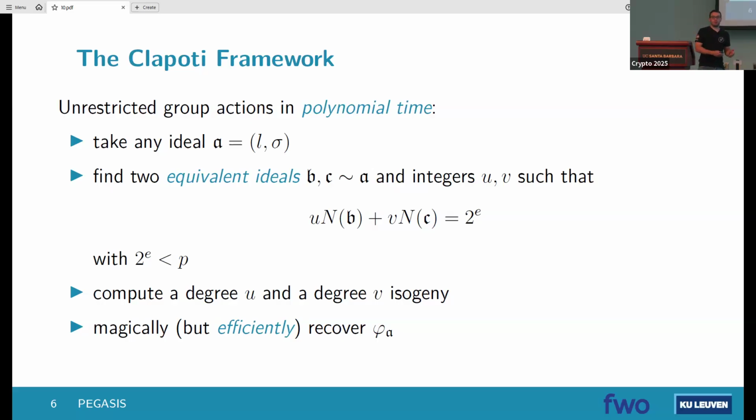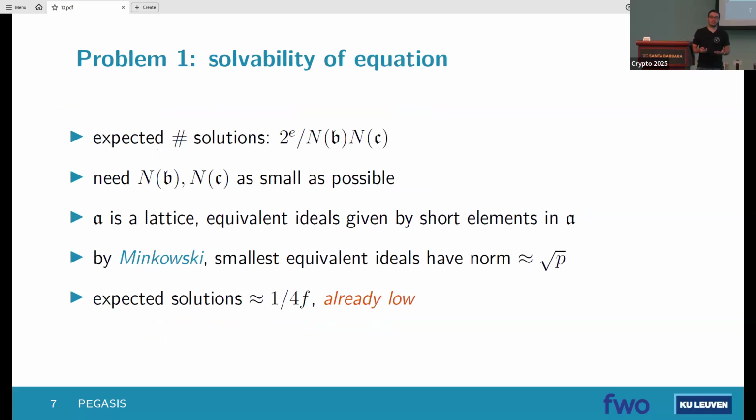After we got this, we take the two integers U and V, and we are required to compute a degree U and a degree V isogeny. And in the end, thanks to a quite technical but still quite efficient step, we can recover the isogeny phi A, so the isogeny corresponding to our starting ideal. Now, I mentioned that this framework in itself is mostly theoretical, and this is for two reasons.